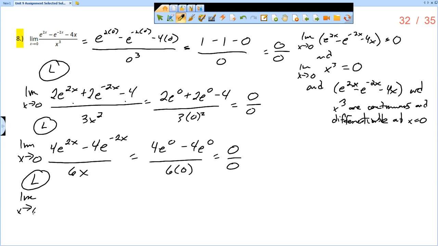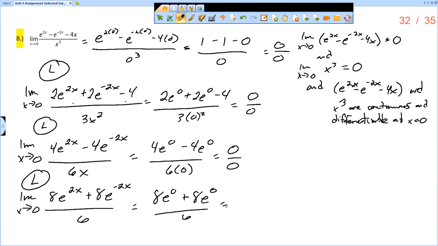Limit as x approaches 0 of 4e to the 2x, that would be what? That would be 8e to the 2x minus, but then I have 4 times another negative 2, so that'd become plus 8e to the negative 2x, all divided by 6. And so when we evaluate again here, I get 8e to the 0 plus 8e to the 0 all over 6. So 8 plus 8, 16 over 6 gives me 8 thirds. And so 8 thirds is our answer for number 8.